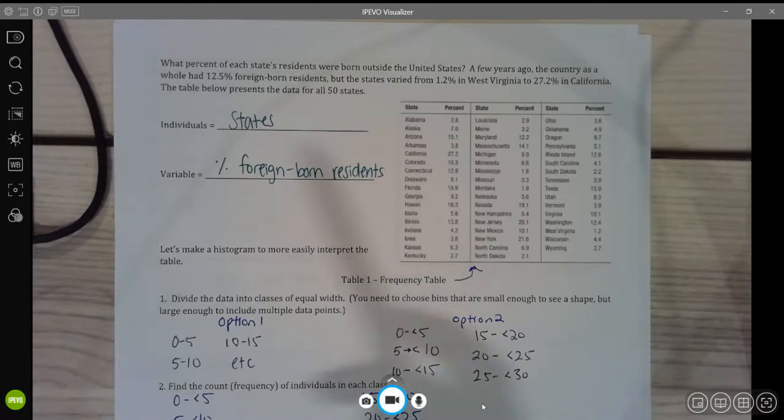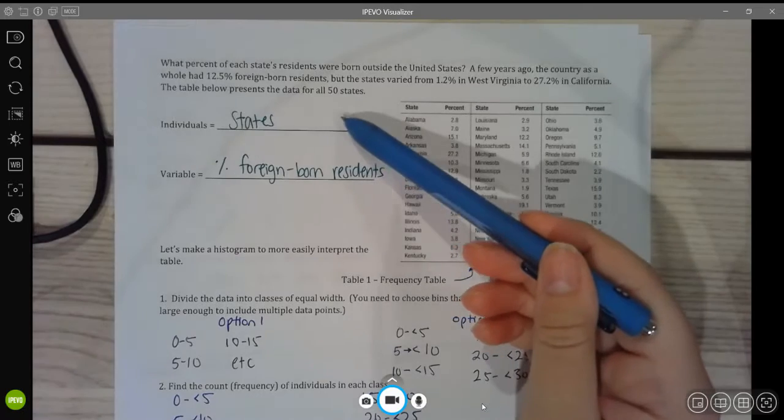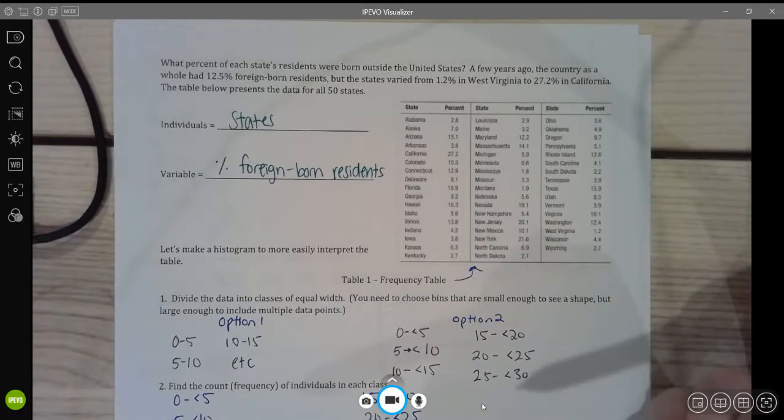Okay, so let's go back to the question at hand. It asks us to talk about the individual and the variable. Haven't talked about individuals in a while. Remember that individuals don't have to be people. So in this case, they're the states. And the information we're collecting about the states is what percent of their residents were born outside of the United States. So that's the variable that we're trying to measure here.